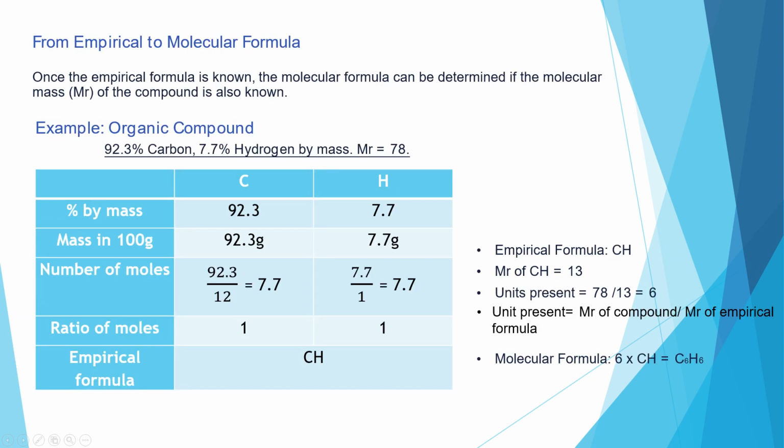In the next example, both carbon and hydrogen have the same number of moles, 7.7. We divide both by 7.7 to get whole numbers, which gives a 1-to-1 ratio according to the mole ratio. The empirical formula is CH. We then find the number of units of the empirical formula by dividing the molecular mass of the compound, 78, by the molecular mass of the empirical formula, 13. The number of units is 6, so the actual formula is C6H6.